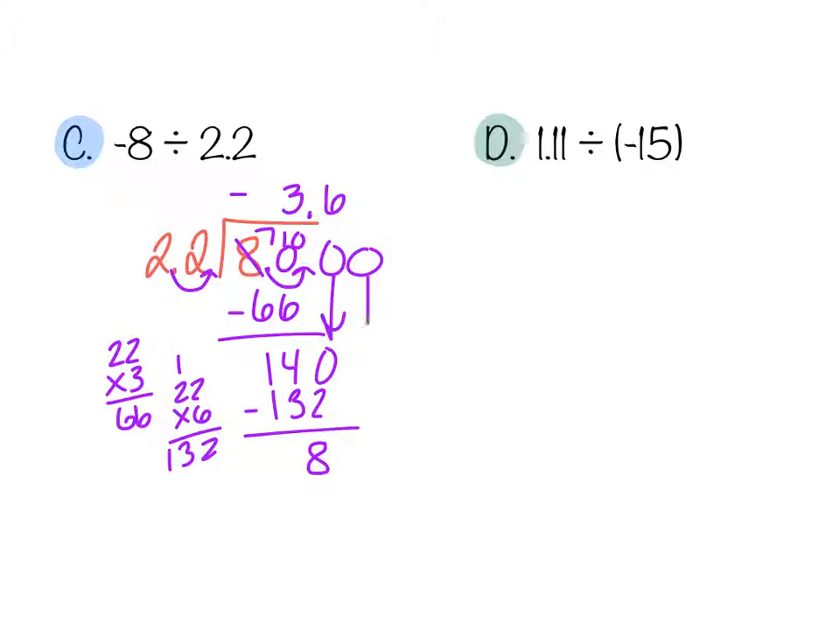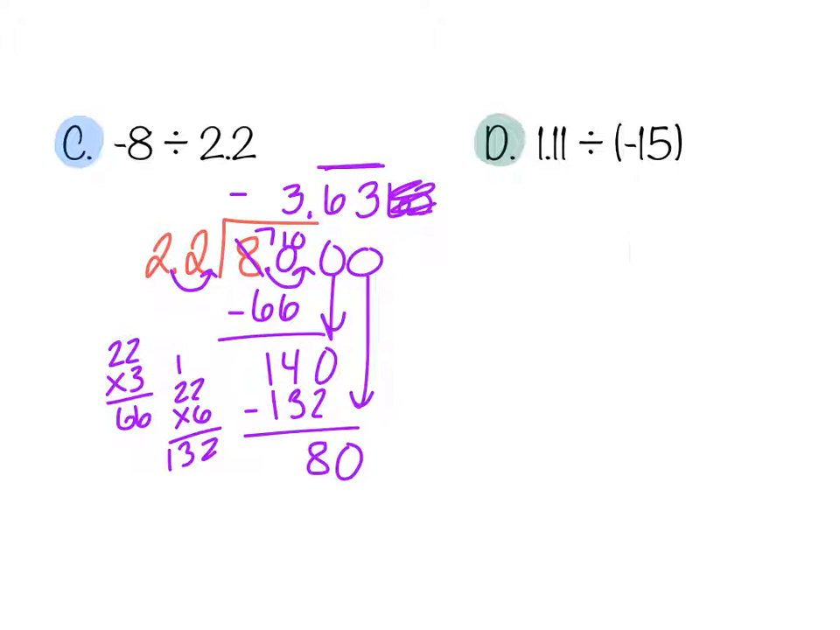We drop down a 0, and we already did 22 going into 80, and we said it went in 3 times, and that was 66. And you can see this is just going to keep repeating. So our answer is going to be negative 3.636363. So we'll just say that it's negative 3.63 repeating.